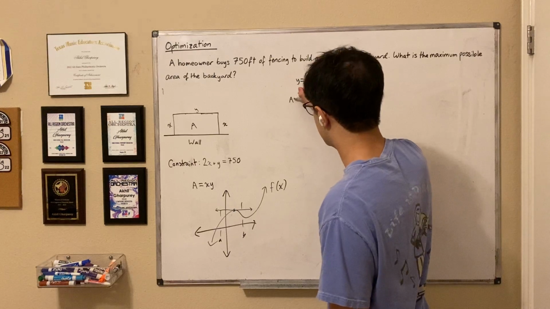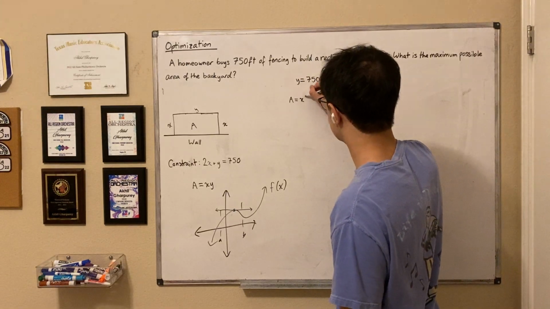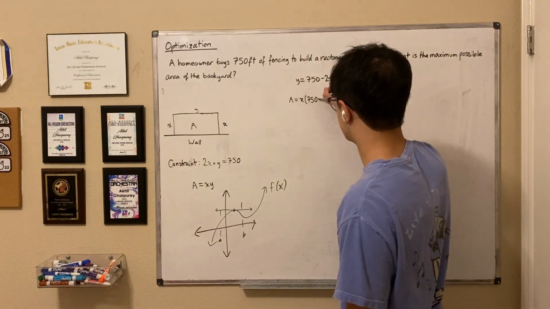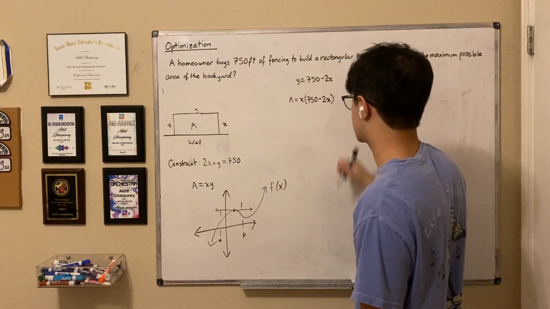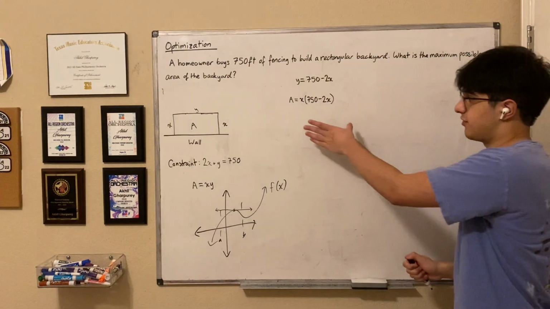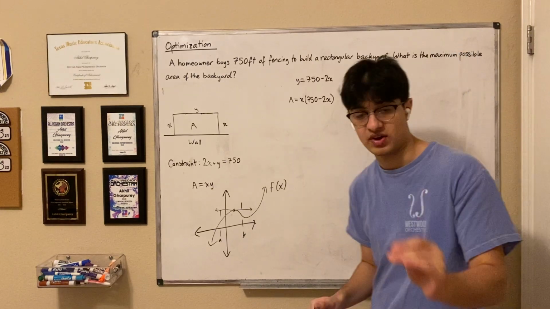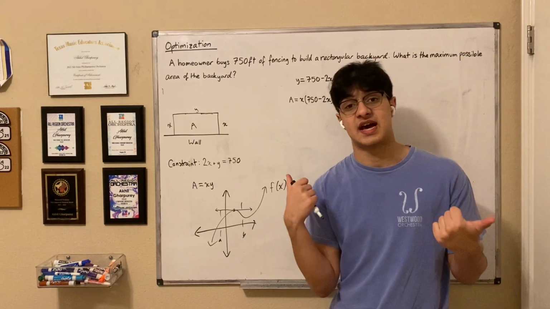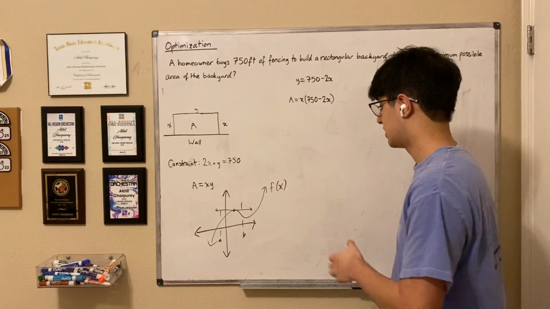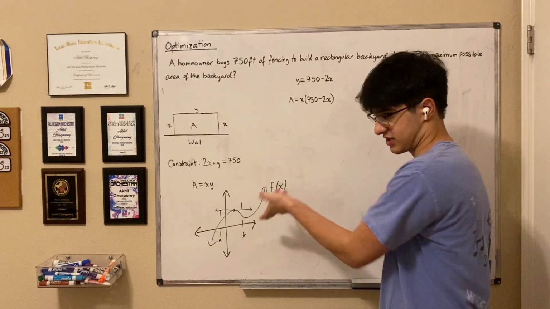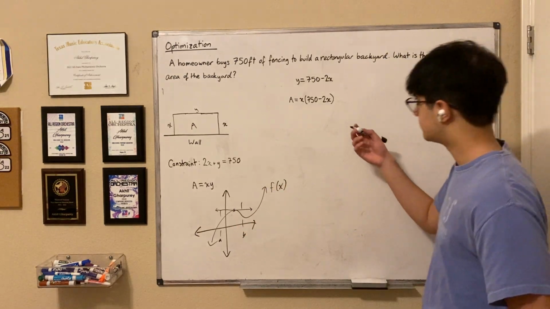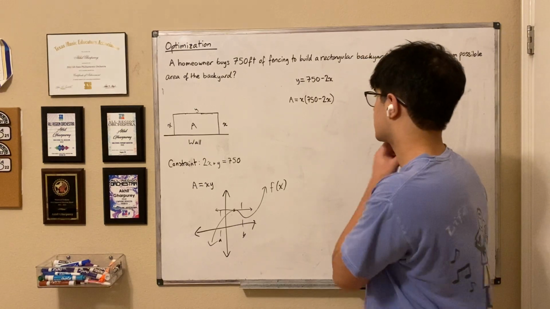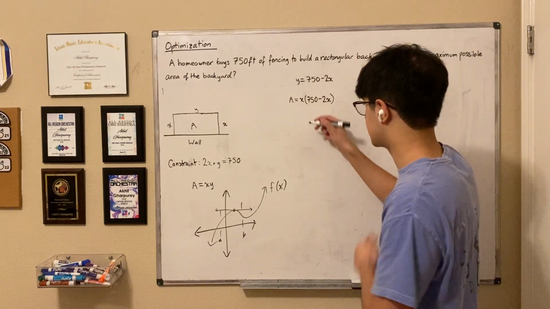So the area is going to be equal to x times 750 minus 2x. This is our new area function, and we can see we have it in terms of one variable. So in other words, we can treat this as a single variable function, such as this f of x right here. So first things first, we're going to go ahead and just distribute this x in.